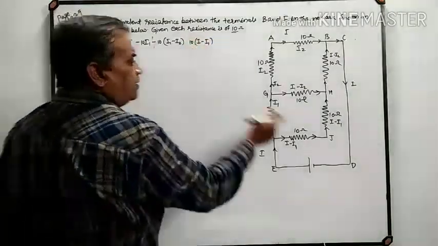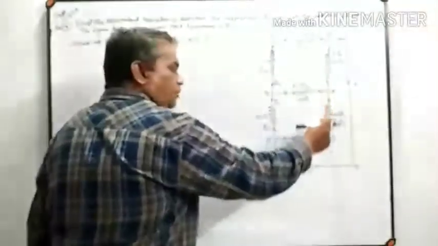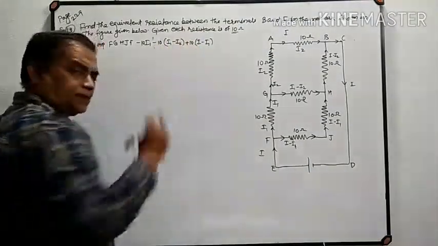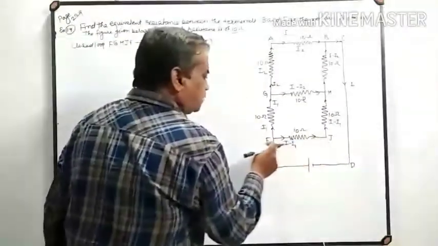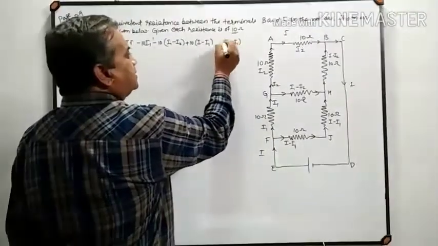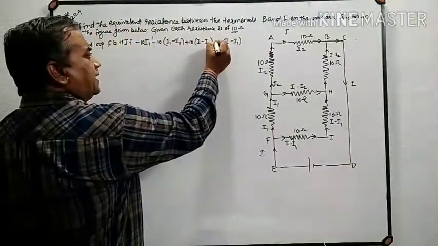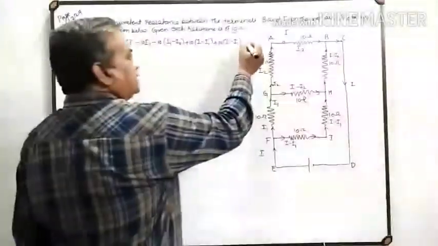Resistance is 10. Here conventional current is flowing opposite to the direction in which we are tracing the circuit. Therefore, this product I into R is taken with plus sign. Again move from J to F. Current is I minus I1. Resistance is 10. Conventional current is flowing in the opposite direction. So it is again taken with what? Plus sign. And that is equal to 0.